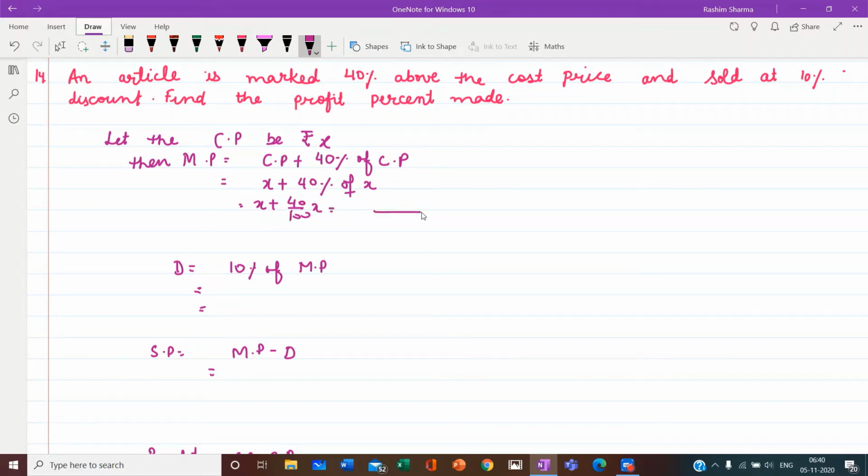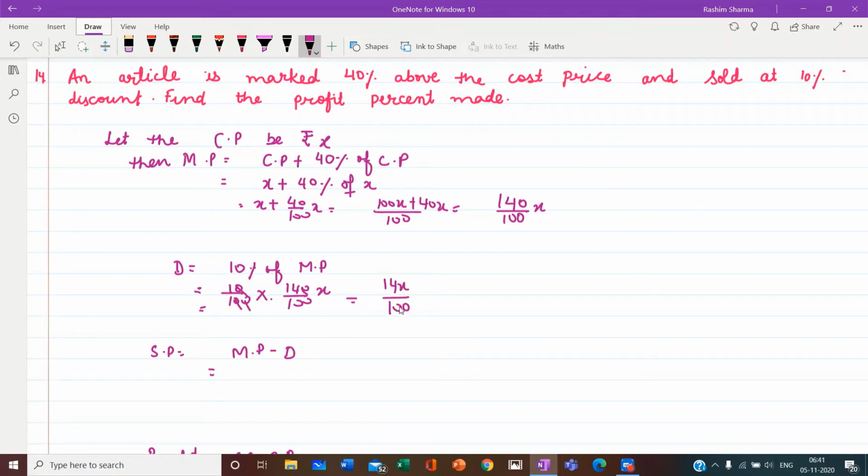So 100 is the LCM here. So we get 100x plus 40x, that is 140 upon 100x. Alright, then it is sold at 10% discount. So what will be the discount amount? That is 10% means 10 upon 100 of MP means into 140 upon 100x, because our MP is 140 upon 100x. Okay, so when we cancel here, we are left with 14x upon 100.